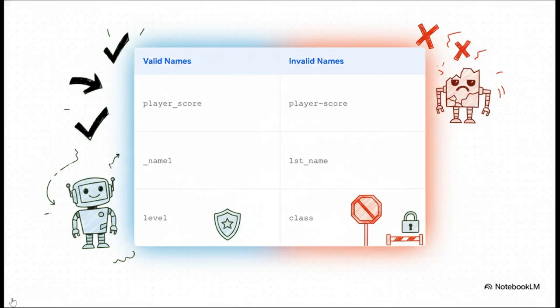Let's see these rules in action. player_score is totally fine, but player-score with a hyphen? Nope, not allowed. _name is good to go, but 1_name is invalid because you can't start with a number. And class, well, that's a protected keyword, so that's a big no-no. Getting these rules right will save you so many headaches with error messages, trust me.